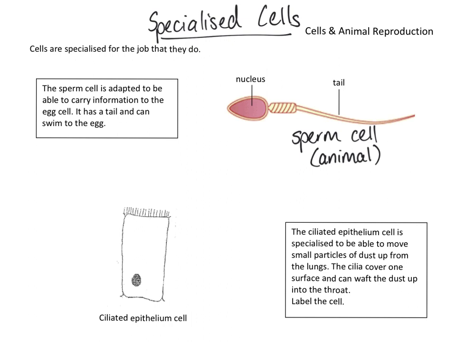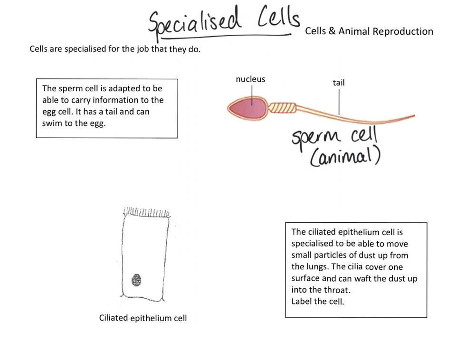When the egg joins with the sperm, they form what we call a zygote, and that's the first stage of fertilisation, when those 2 cells join together. And it's actually the nucleus of the sperm joining with the nucleus of the egg. Again, we'll look at that next week, but the job of the sperm is to swim to the egg and to fertilise it and to pass on the genetic information.